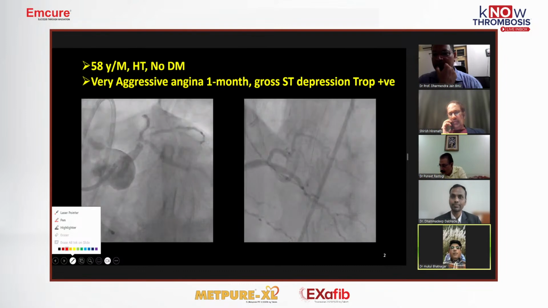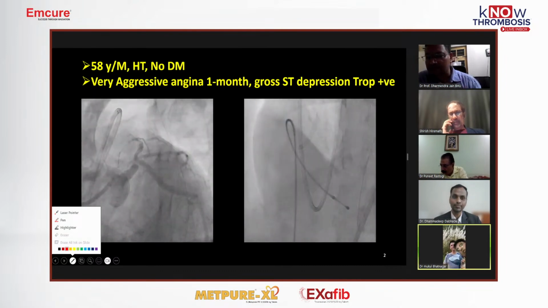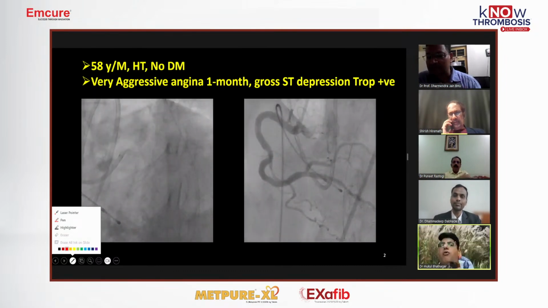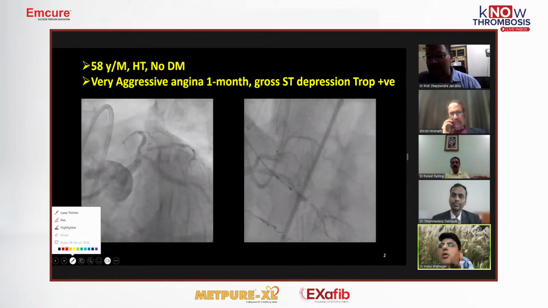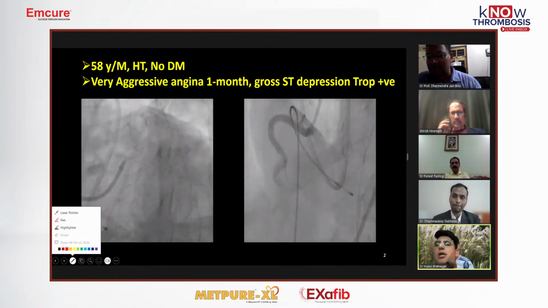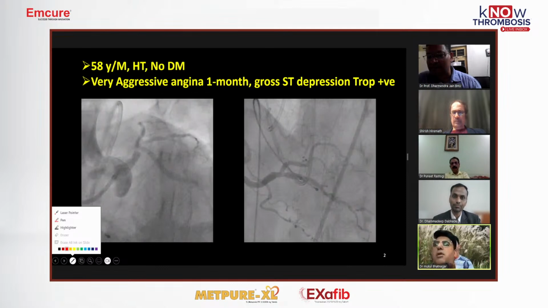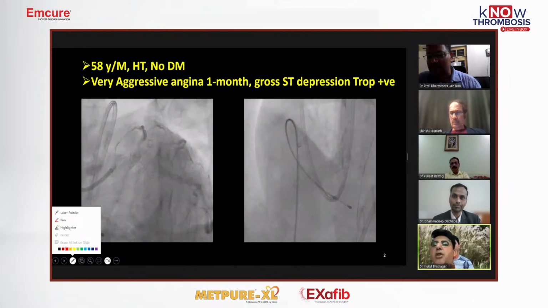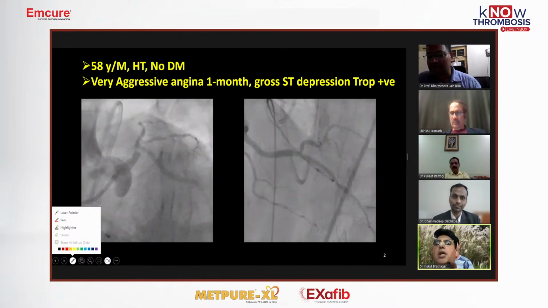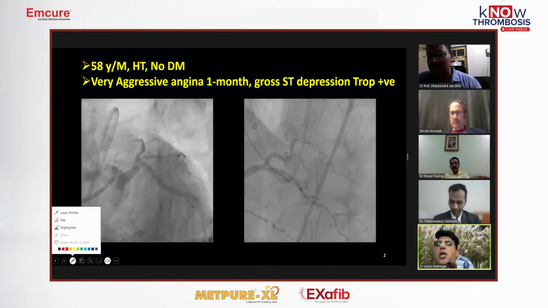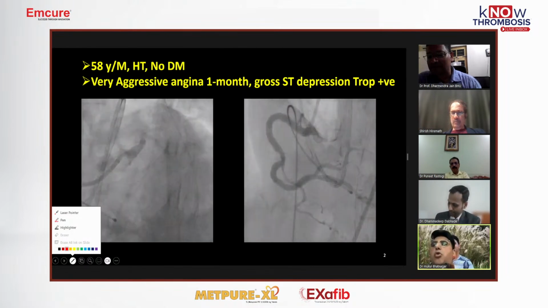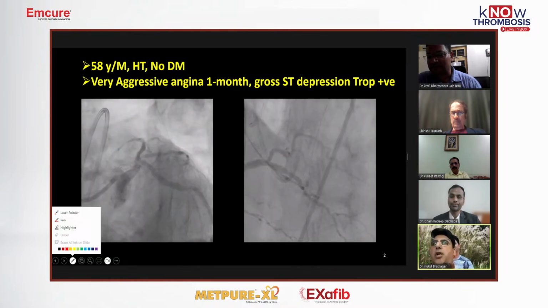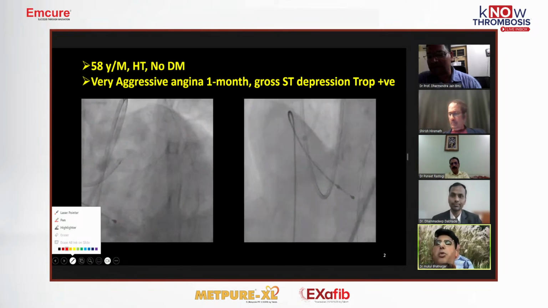Good evening, all. I think the case is very well presented and very well done. And Dr. Hiremath has already explained the doubt which even I also had between IVL and orbital atherectomy. So, if he can put some more light on how to decide when to go for IVL and when to go for orbital atherectomy.